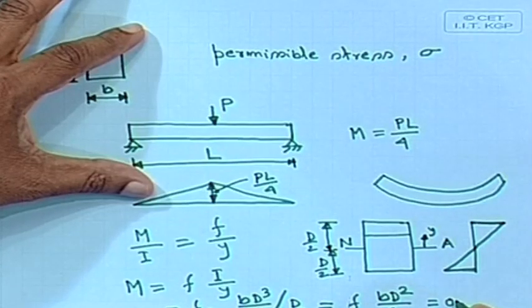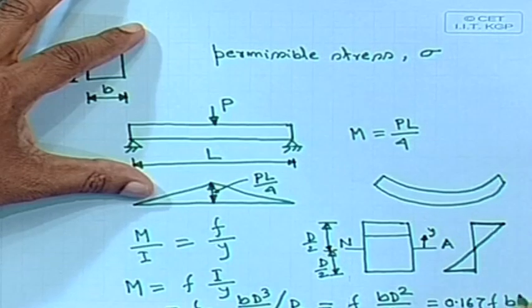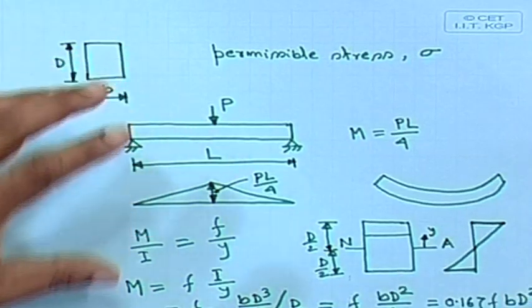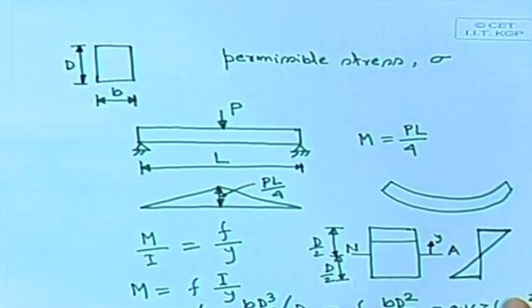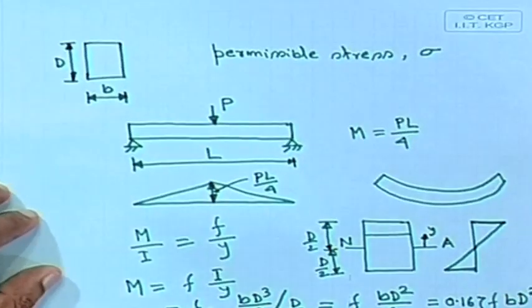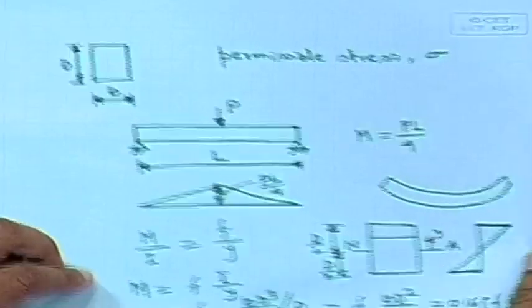So, I can say 0.167 f b d square. So, this is the equation we shall get. Please note, M equal to 0.167 f b d square, that is the one we shall consider, and let me follow in the next page.